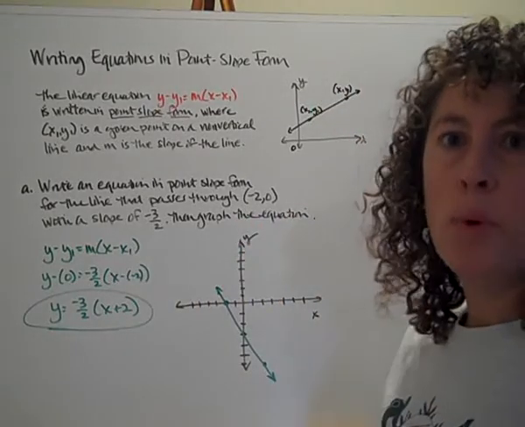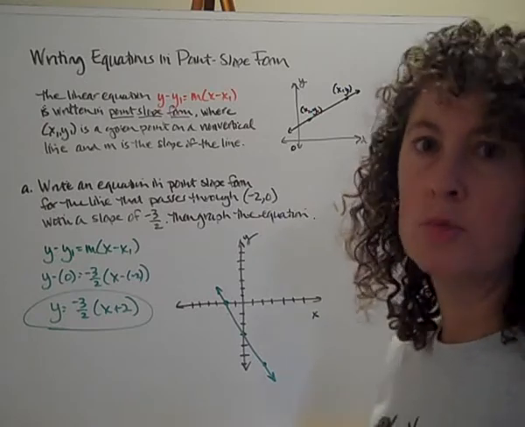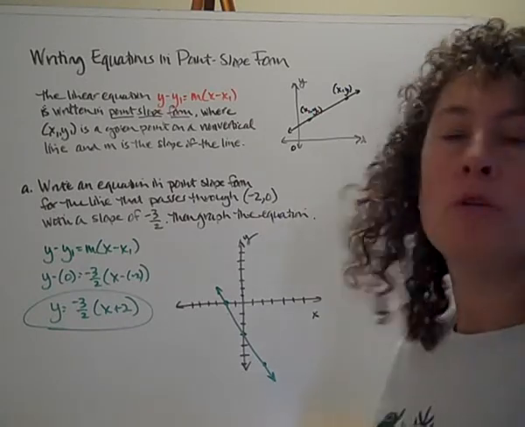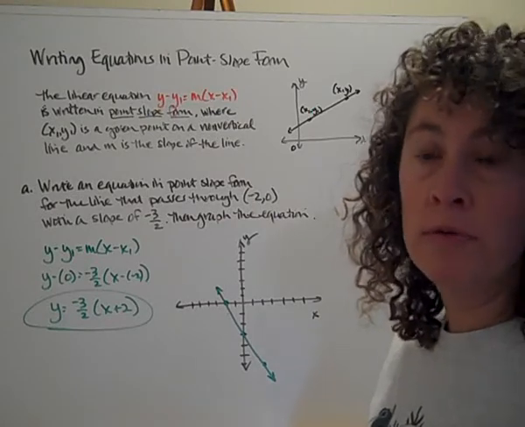Writing equations in point-slope form. So we've talked already about two other forms of equations. We've talked about standard form a little bit. We're going to come back to that. And we've talked about slope-intercept form, our most friendly form of equation.